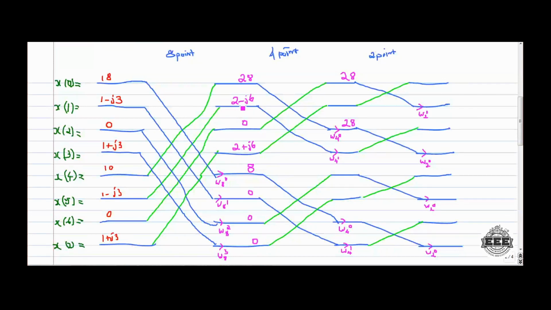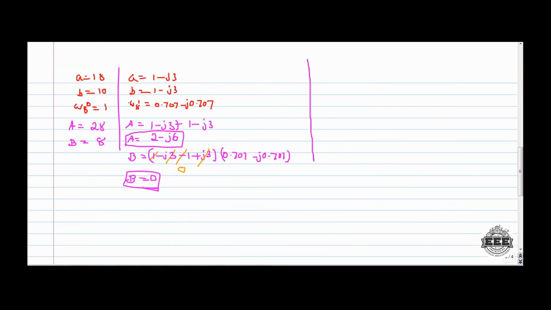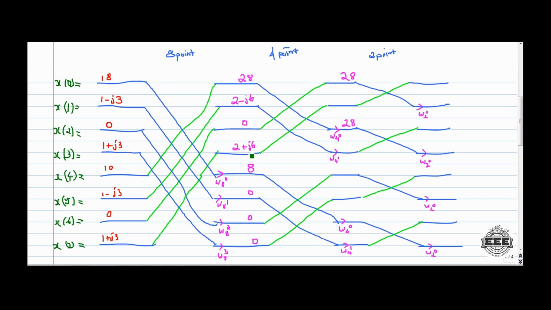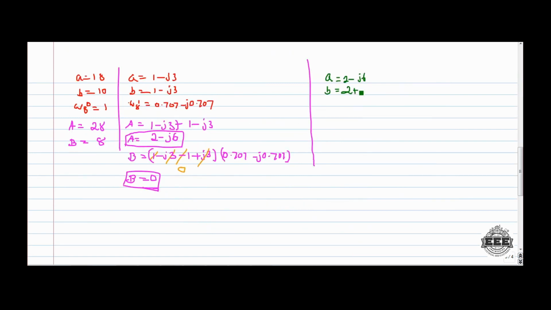Is it right? Then, A value is 2 minus j6 and B value is 2 plus j6. So we will solve here for a 4-point sequence. A value is 2 minus j6 and the B value is 2 plus j6. And the twiddle factor value, omega 4 power 1. What is the twiddle factor value? Minus j. Okay. So according to the formula, A equal to A plus B. So 2 minus j6 plus 2 plus j6. So your minus j6 and plus j6 will get cancelled. So directly you are going to get A equal to 4.